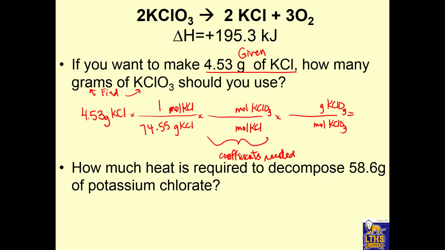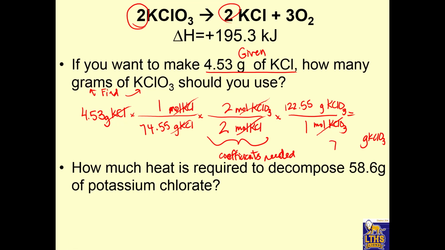Then moles to moles, we have to use the coefficient. So here's a 2 in front of KClO3, and a 2 in front of KCl. And then grams and moles, I go get it from the periodic table, and I find out it's 122.55. And then goodbye grams of KCl, goodbye moles of KCl, goodbye moles of KClO3, and hello grams of KCl. Okay, so then we do the math.